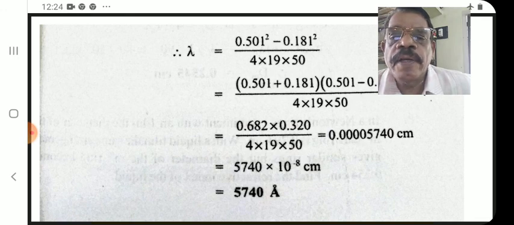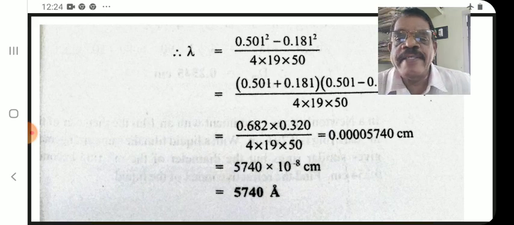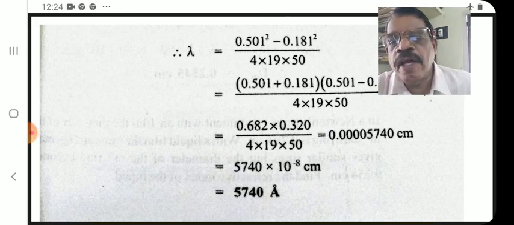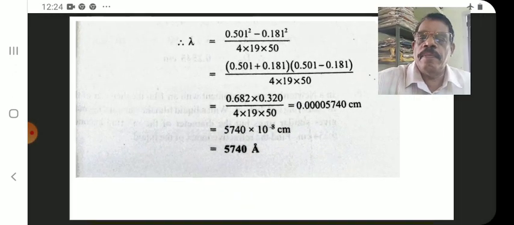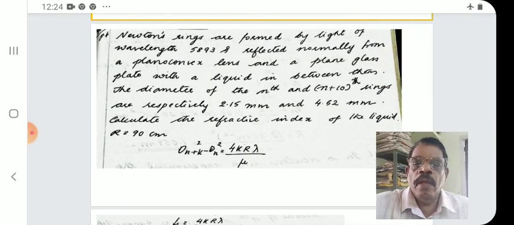We put the decimal point after 8 digits: 5740 into 10 raised to minus 8 centimeter. 10 raised to minus 8 centimeter is 10 raised to minus 10 meter, which is an angstrom. So the answer is 5740 angstrom. Next problem.